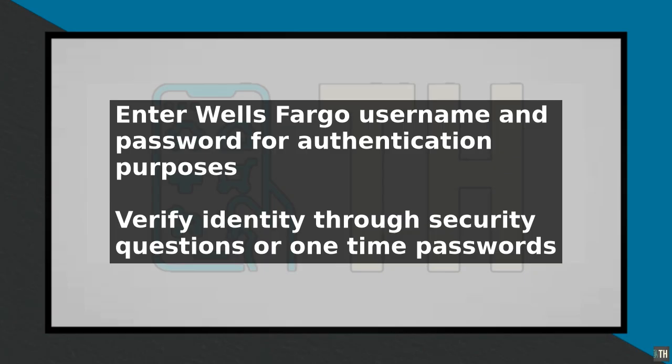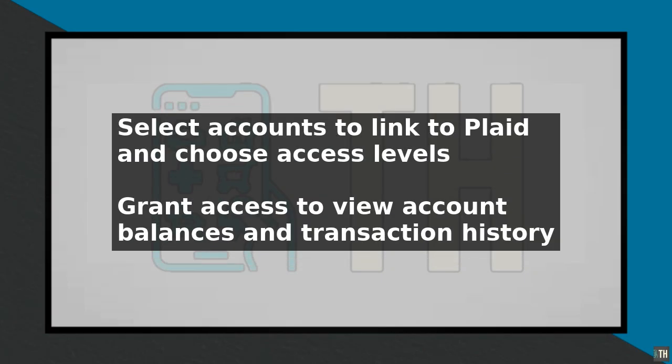You will see a list of accounts linked to your Wells Fargo login, such as checking and savings accounts. Select the accounts you want to link to Plaid and choose the level of access you want to grant. This may include viewing account balances, transaction history, and other account information.